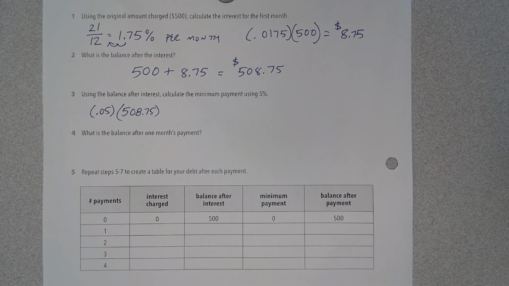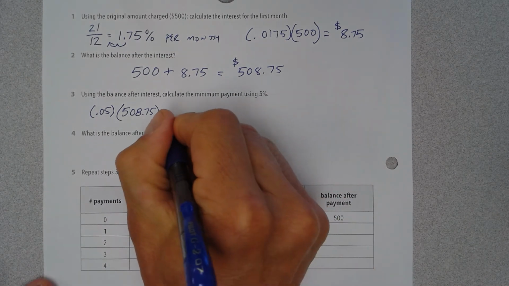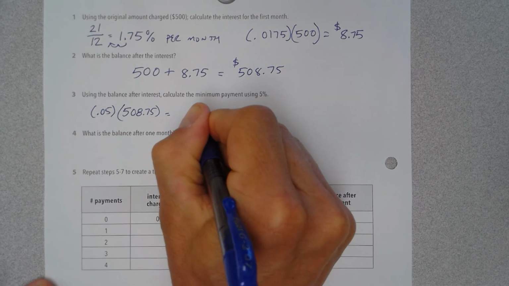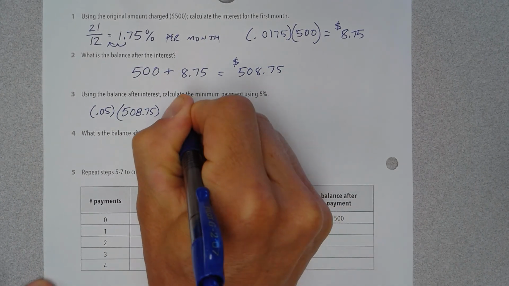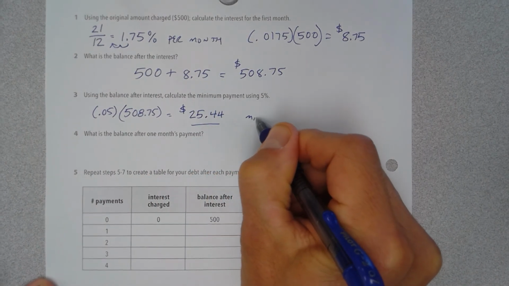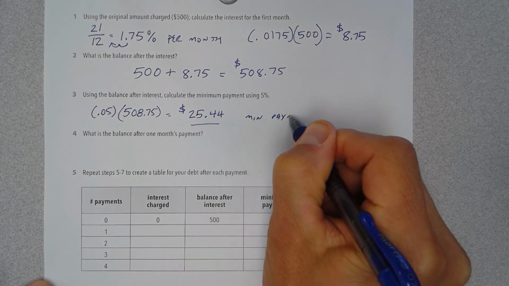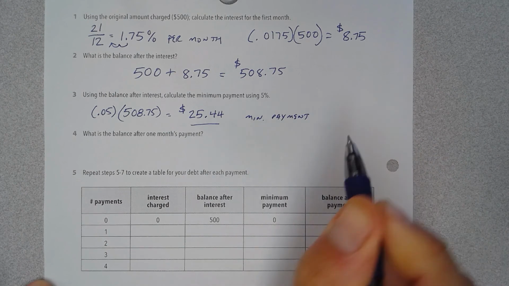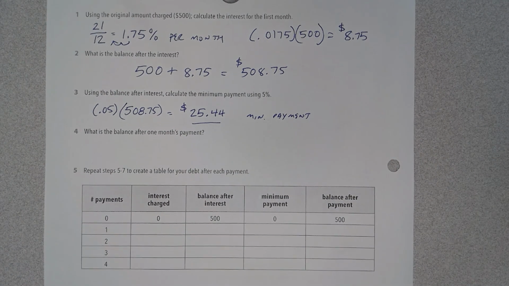So 0.05 times 508.75 gives us an amount of $25.44. I'm going to round here. So that is our minimum payment. You must pay at least that amount that first month. You must pay at least $25.44. And if you want to, you can pay exactly that.